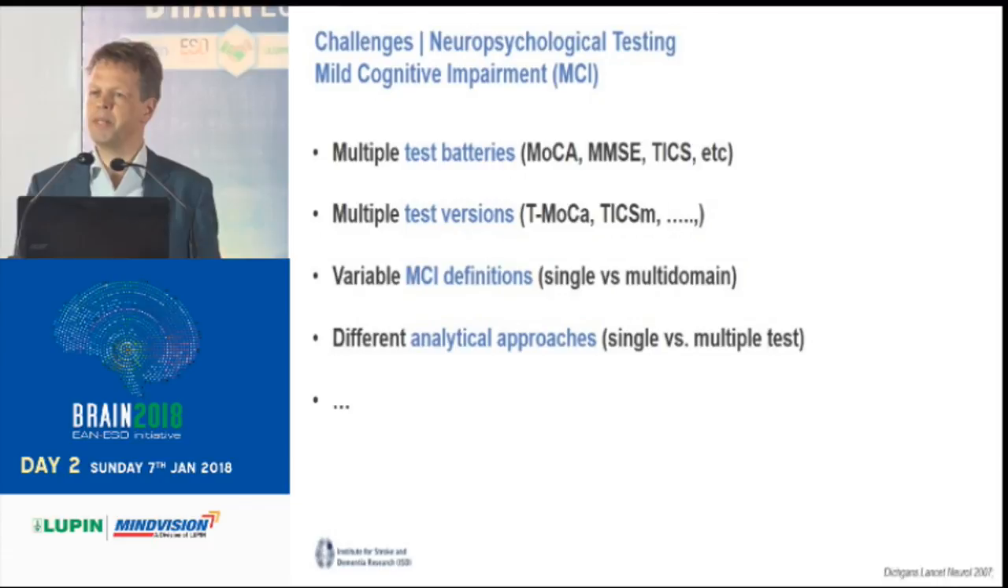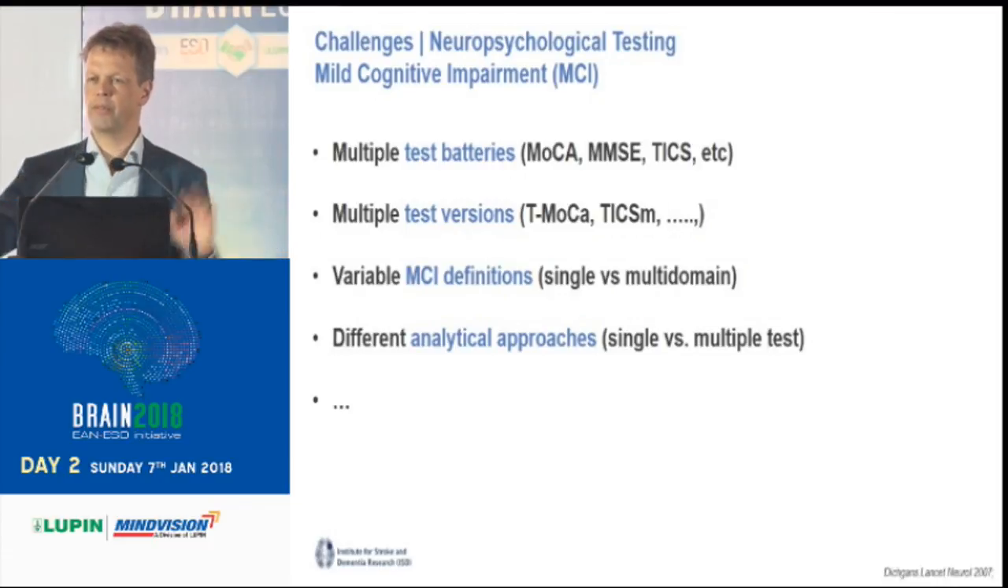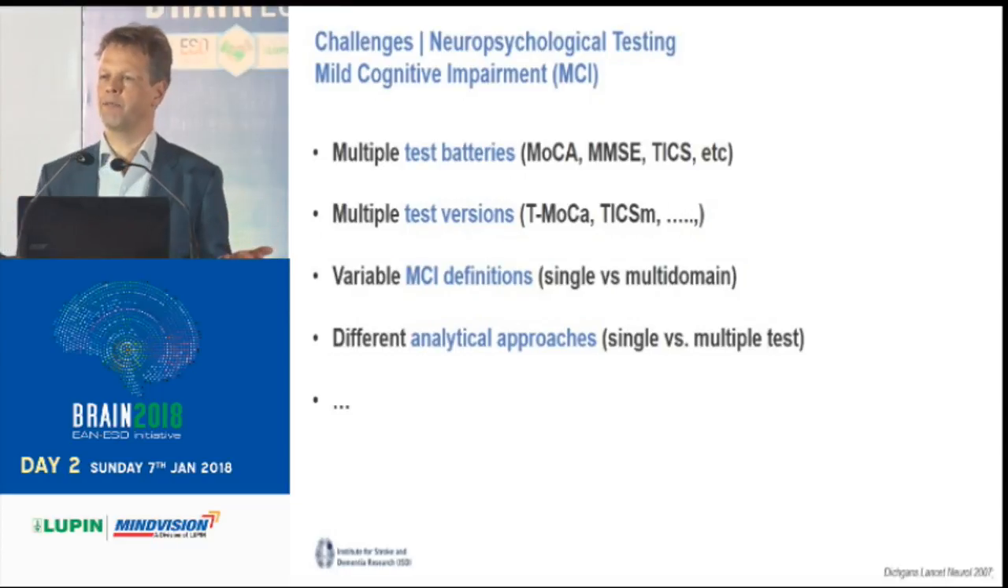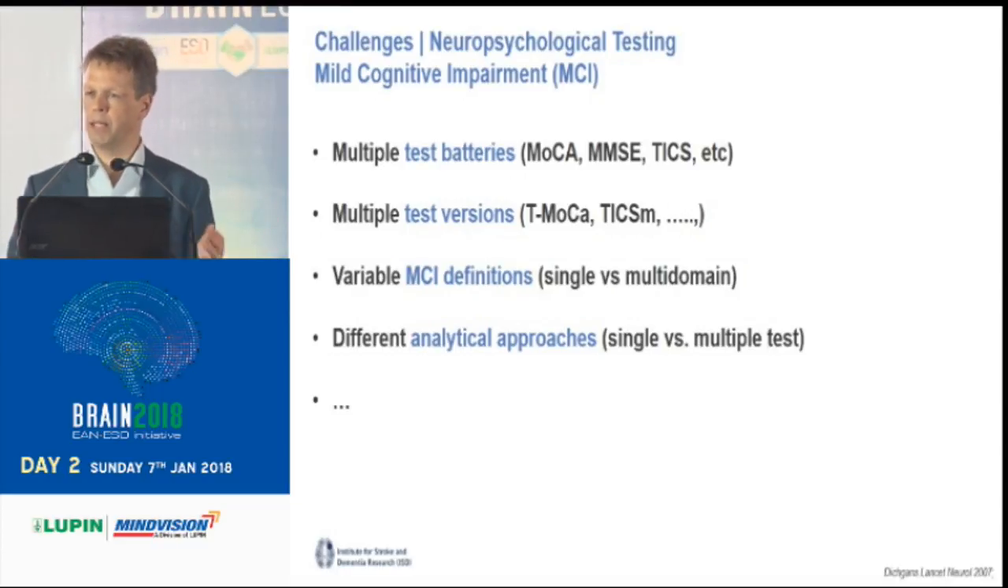Then there are variable MCI definitions, so single versus multi-domain. Do you judge a patient to be cognitively impaired if he has deficits in one single cognitive domain, like processing speed, or do you request him or her to show deficits in multiple domains? And then how do you define a deficit in a single domain? Do you require multiple test items for that particular domain to be abnormal, or do you just require one single item? So there's a lot of controversy about this, and the field is not agreed on it.